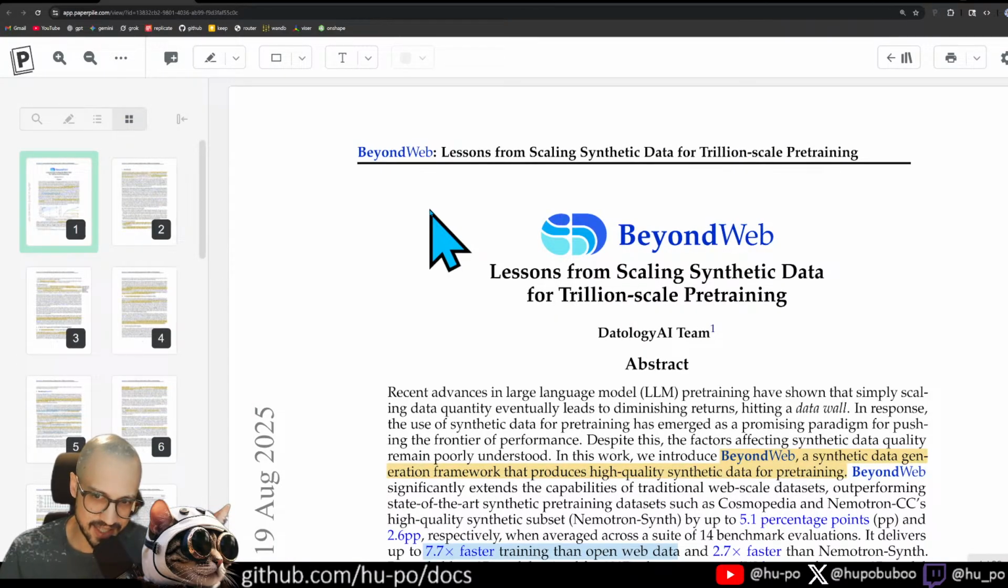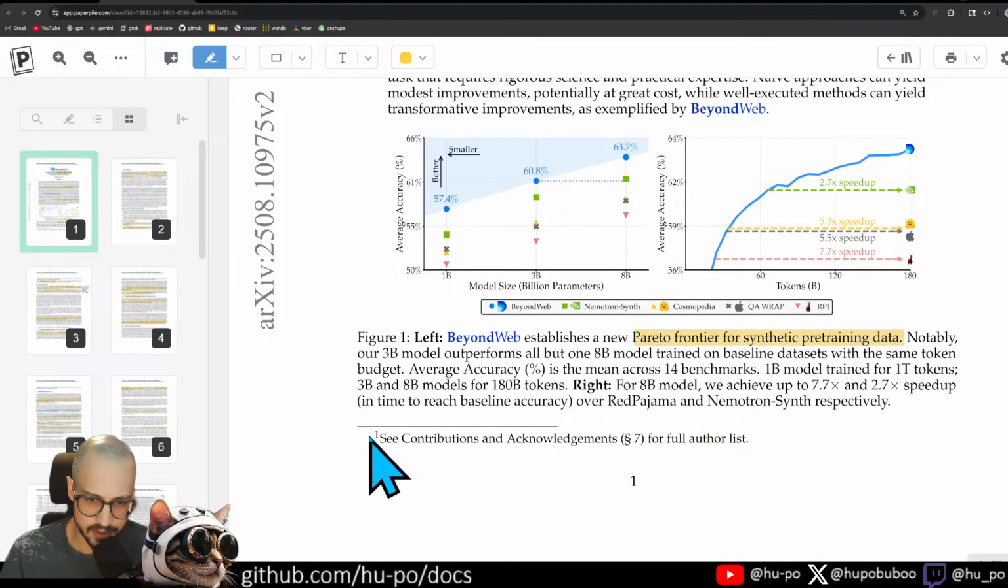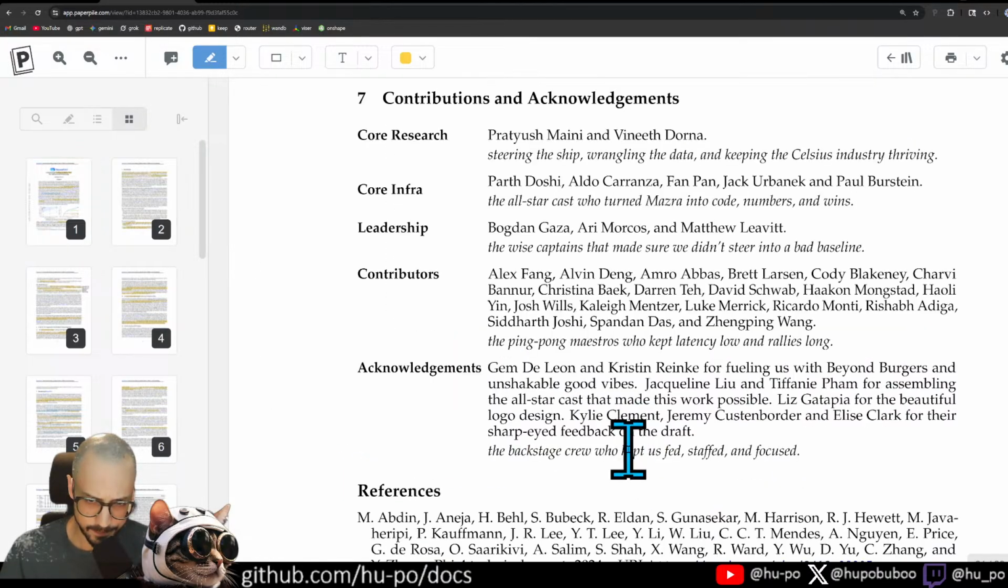Lessons from scaling synthetic data for trillion scale pre-training. So this is from the Datology AI team. Kind of a weird name. Probably not good for SEO here, but let's actually see if we look at this.